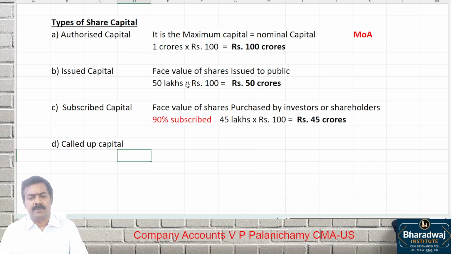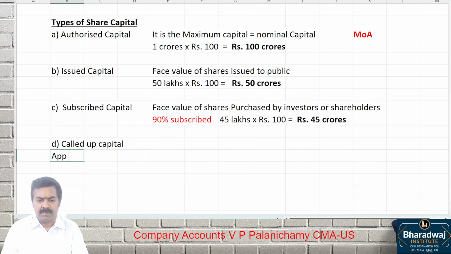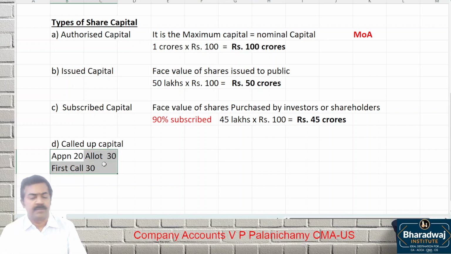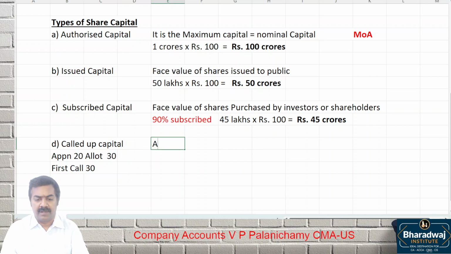What is the face value per share? 100 rupees. We are not going to collect 100 rupees, let us assume. We are going to ask, along with application, some 20 rupees. While allotting the shares, 30 rupees. While first call, another 30 rupees, like that we are asking for. So what is the money that is called up so far? 20 plus 30 plus 30, 80 rupees, simple.